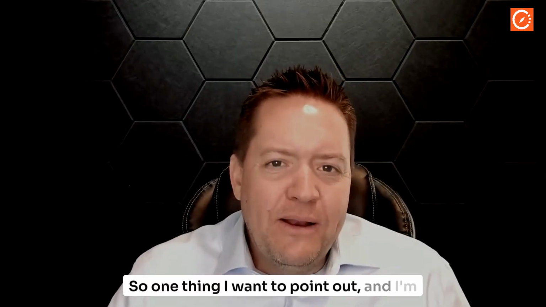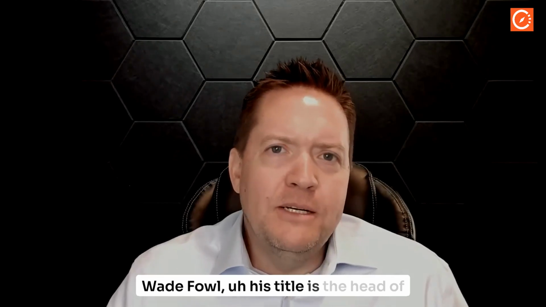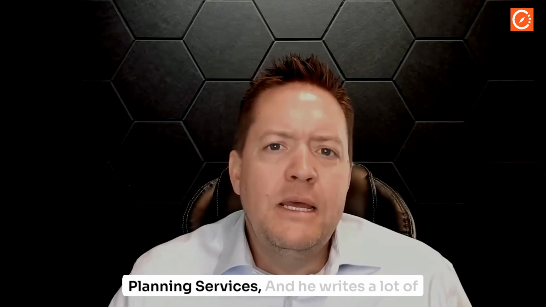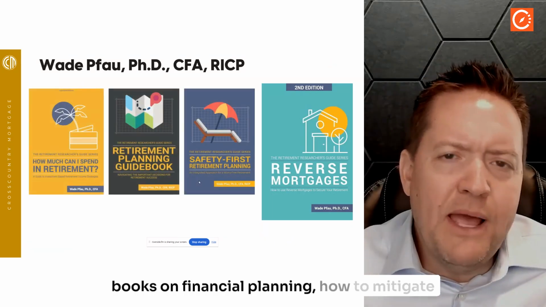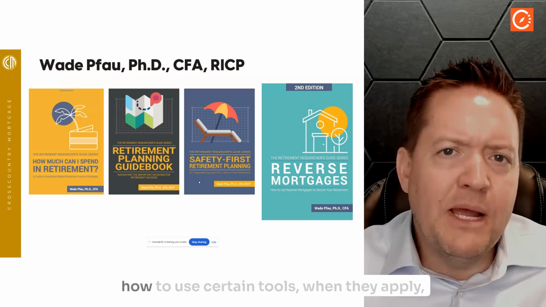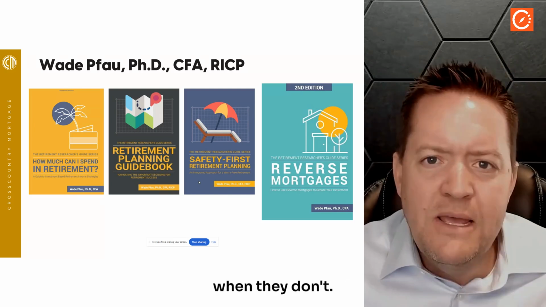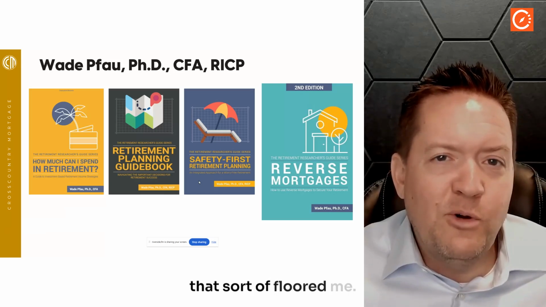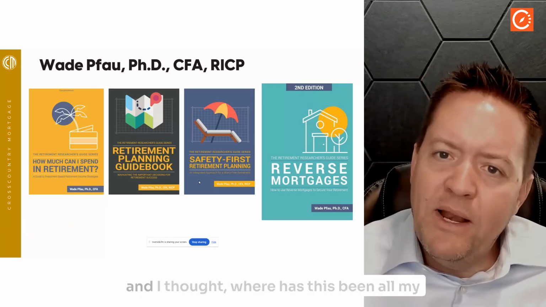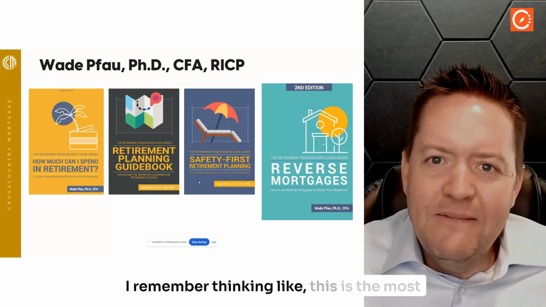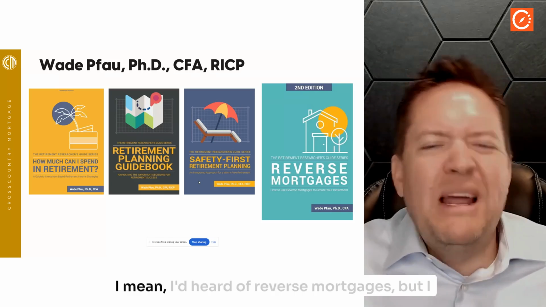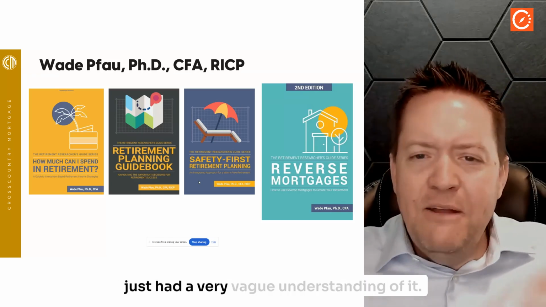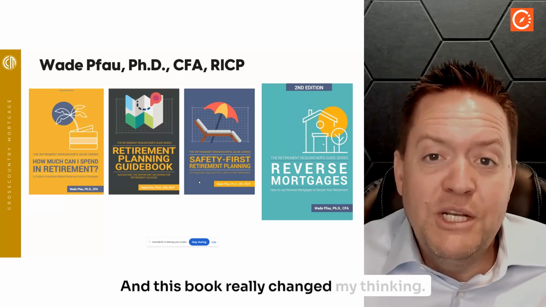So one thing I want to point out, and I'm hoping many of the people watching this know of Dr. Wade Pfau. His title is head of research at the American College of Financial Planning Services. He writes a lot of books on financial planning, how to mitigate risk, how to plan for a successful retirement, how to use certain tools, when they apply, when they don't. He wrote a book in 2015 about reverse mortgages, and this is the one that got my attention. I read it and thought, where has this been all my life? I remember thinking this is the most interesting tool that I've never heard of. I'd heard of reverse mortgages, but I had a very vague understanding of them, and this book really changed my thinking.